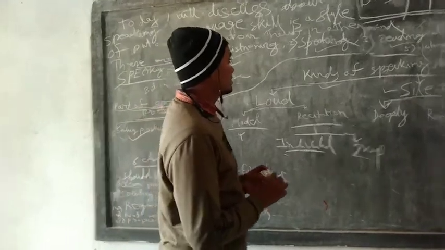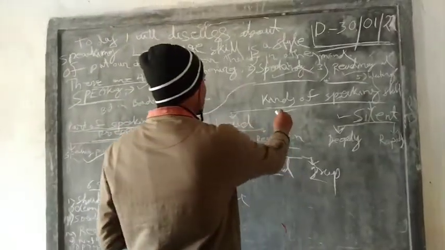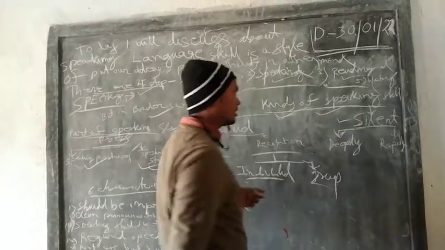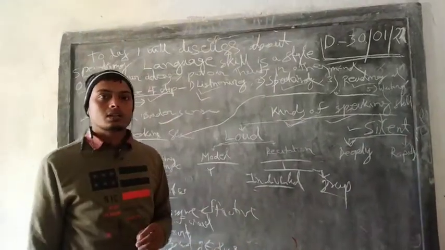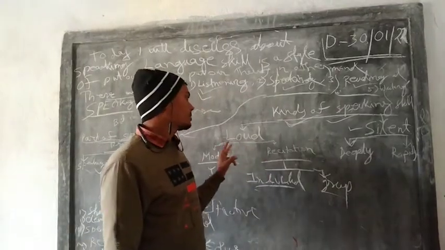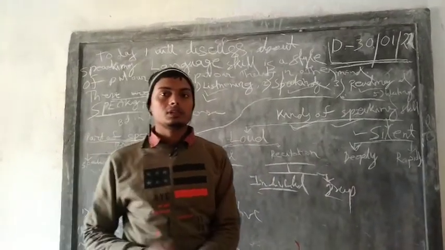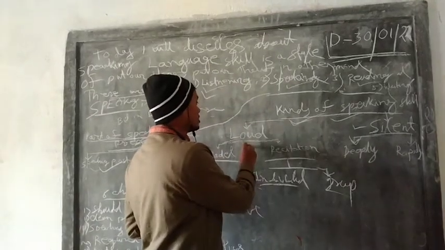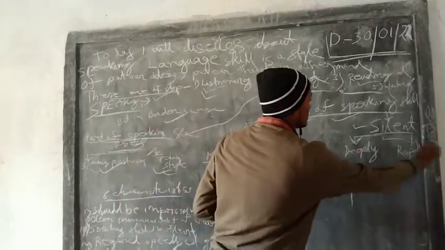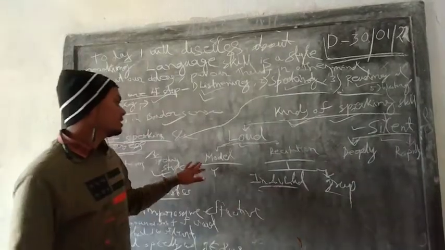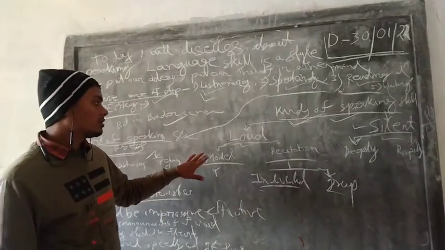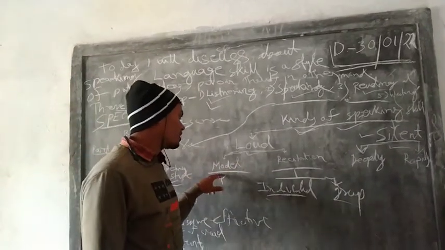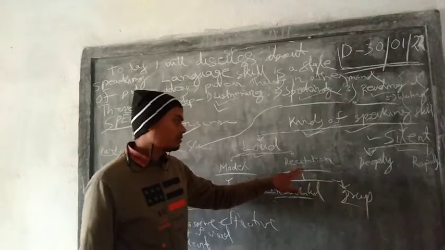Now we discuss the kinds of speaking skill. There are two kinds of speaking skill. First one is loud and second one is silent. What is loud? There are two types of loud. First one is model and second one is recitation.